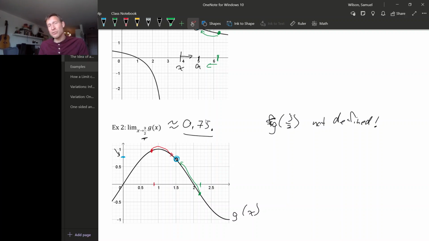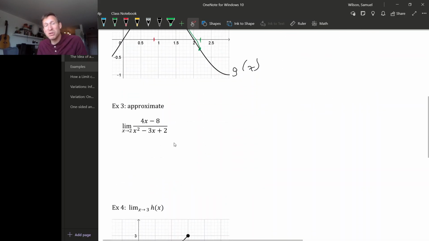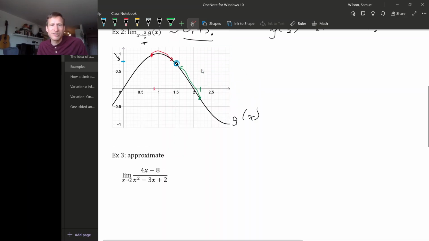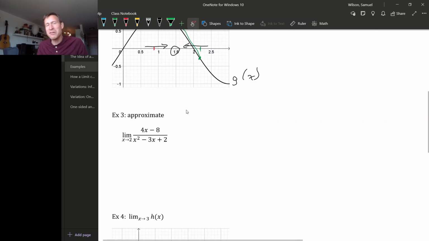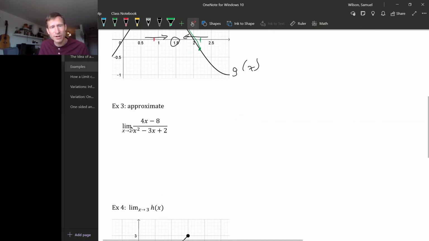There actually is another way besides just using a graph that we can get a handle on what a limit is, and that is just by plugging in numbers. Graphically, what we were doing is starting near our a value and sliding towards it from both sides, but we can do the same thing numerically by just plugging in x values that are close to our value for a. So for this particular limit, the limit as x goes to 2 of 4x minus 8 over x squared minus 3x plus 2, we can just plug in values near 2.